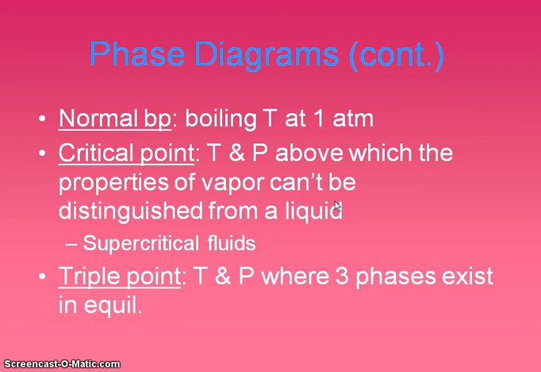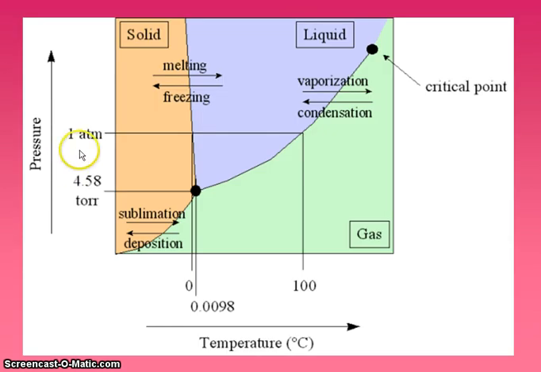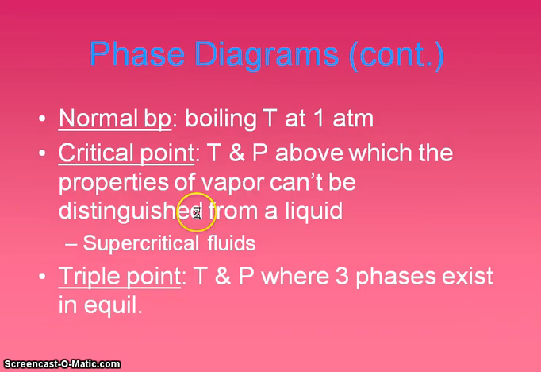You could say the same for melting point. The normal melting point would be if you follow 1 atm across to where the solid would melt into the liquid state, and that would be the normal melting point since it's at 1 atm.